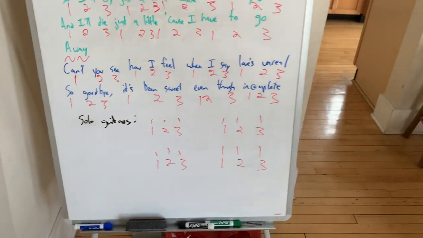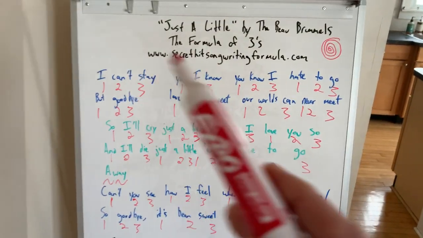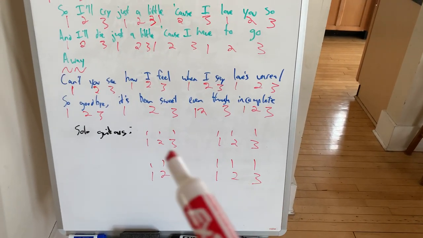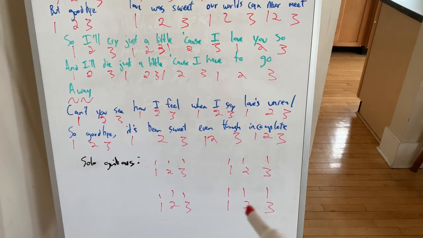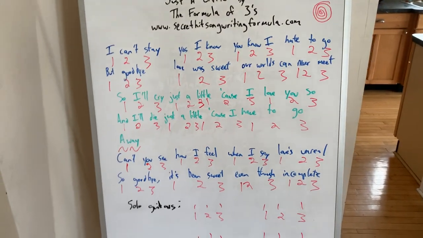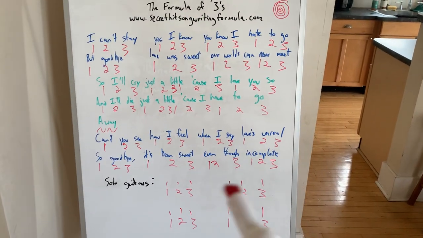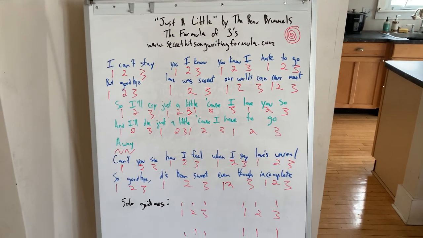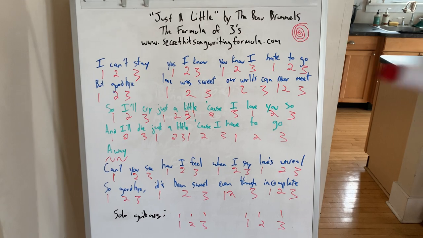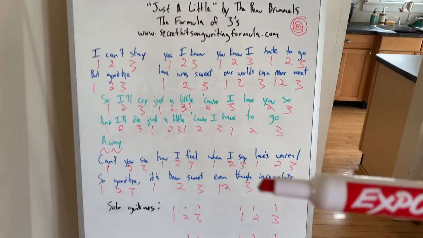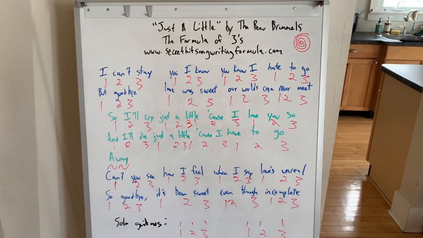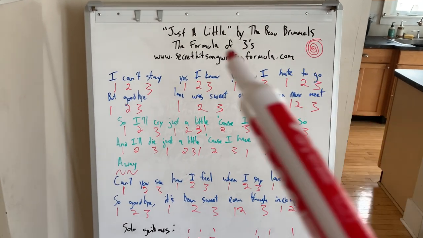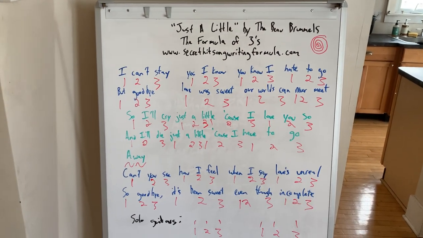Okay, again, short, kind of in the style of the verse, but yet again, they've managed to accomplish variation by just misplacing those three-note hooks in different parts of the measure. So even the solo in this song, the guitar solo, the call and response, also breaks down into threes. Pretty cool. So there you have it, because our verse, our chorus, and even our instrumental section all follow obvious three-note hooks, Just a Little by the Beau Brummels is certainly a song that follows the formula of threes.